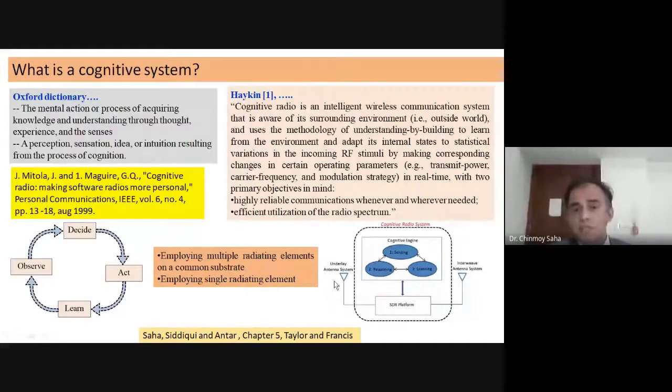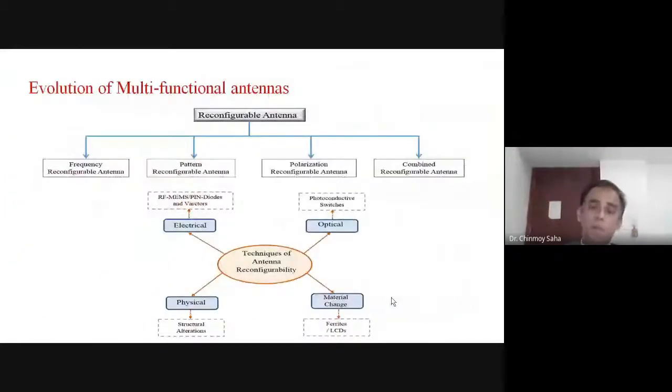So this requires a software defined radio. That means it is an intelligent radio which will detect the spectrum holes and accordingly act properly to use those spectrum holes efficiently. So with this background knowledge, we'll now try to understand the evolution of multifunctional antenna.